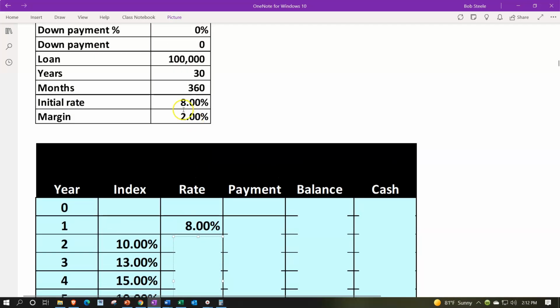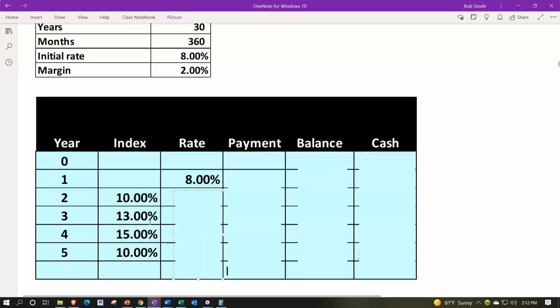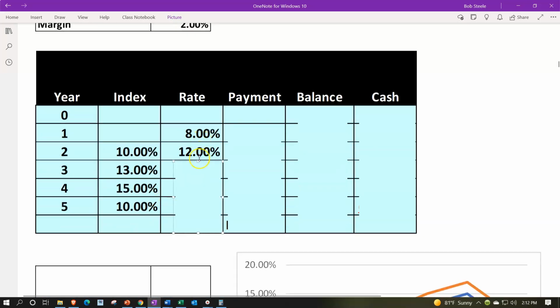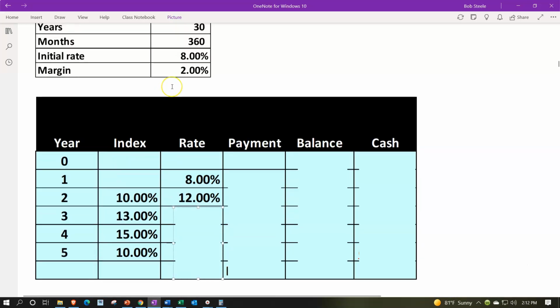The initial rate's going to be the 8%. It's not going to be based on any index because, again, that might be the teaser rate, the starting point rate, so it might not be tied to any index. The second one, the index was at 10%. Our margin is 2%. So it's a nice, easy calculation. We just increase it by 2. It will be at 12%. The index, we're going to say, then went up to 13% in year 3. That's what we're projecting to happen. And that would mean that our rate would go up to 15. And then we're going to say that the index is projected to go up to 15, which would mean our rate would go up to 17. And then we're projecting it goes back down to 10%, which means plus 2 would get us to 12%.